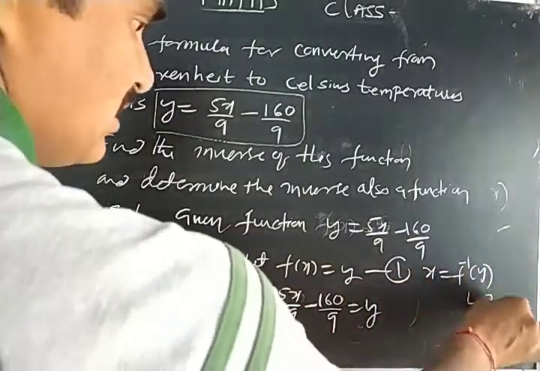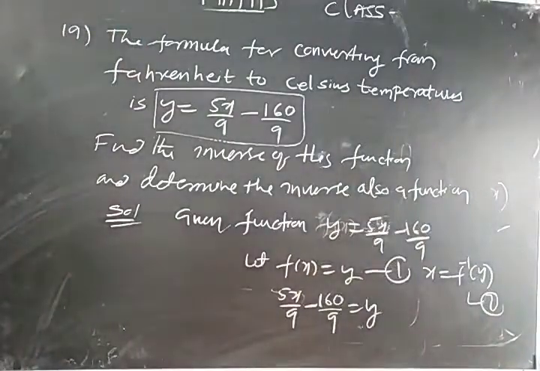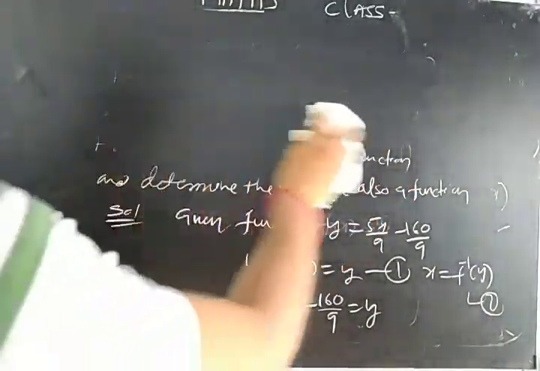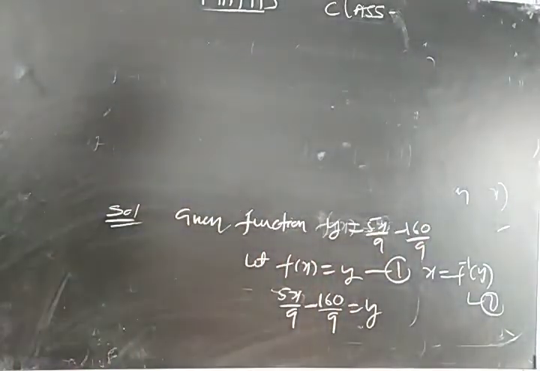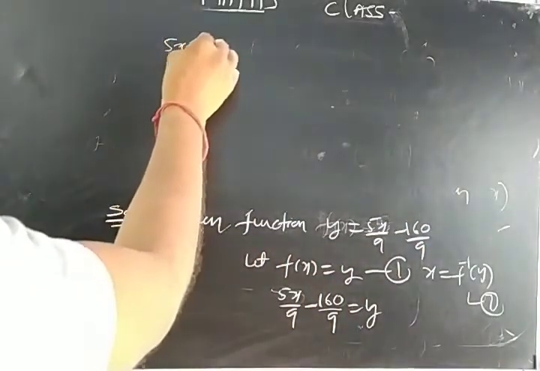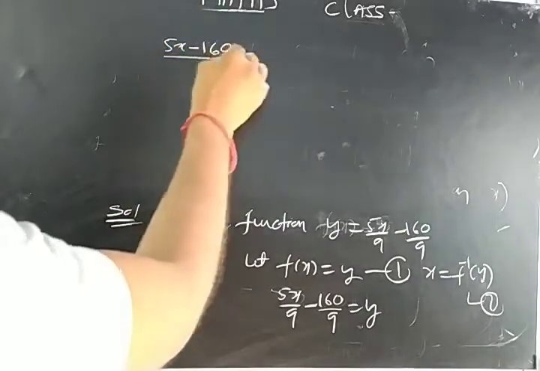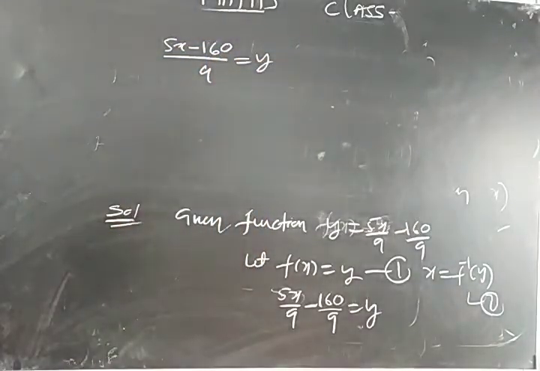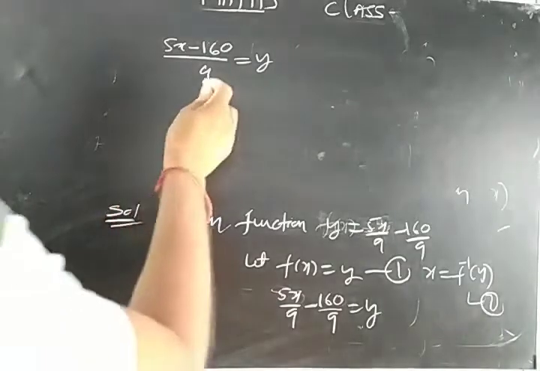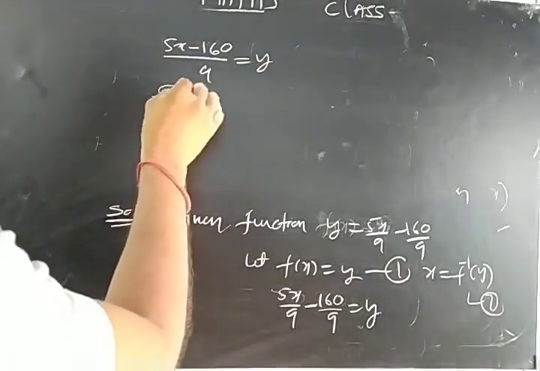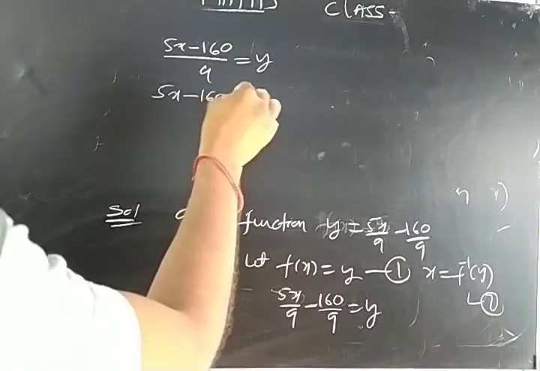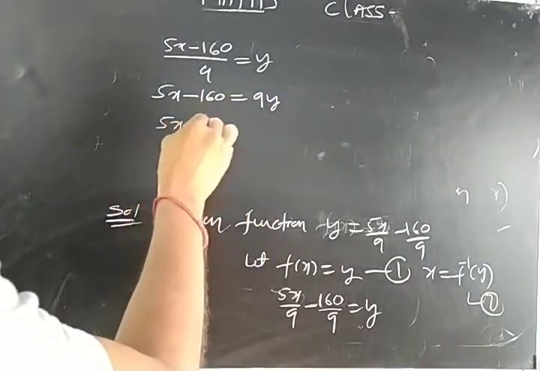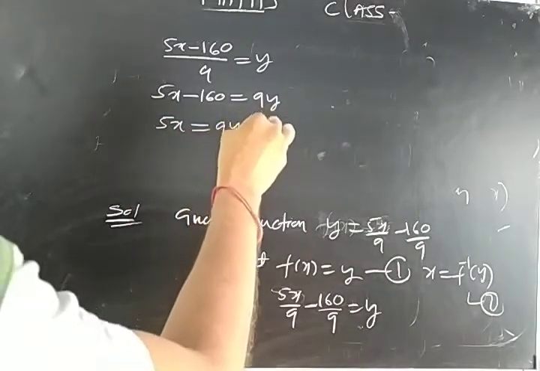Why am I doing this? I need the inverse of the function. The function is already given, and from the function we have to find the inverse. Right. Now from this I will take the LCM. 5x minus 160 by 9 is equal to y. The LCM is 9. Send 9 to the right hand side. 5x minus 160 equals 9y. 5x is equal to 9y plus 160.